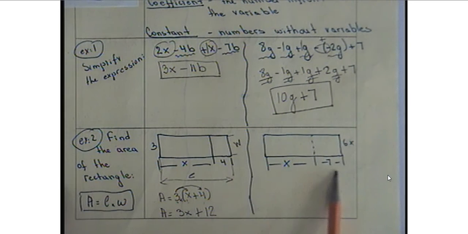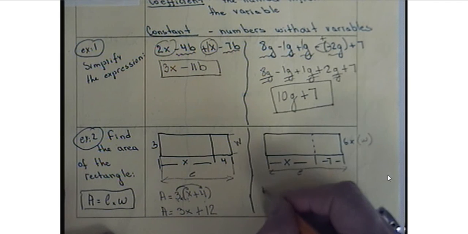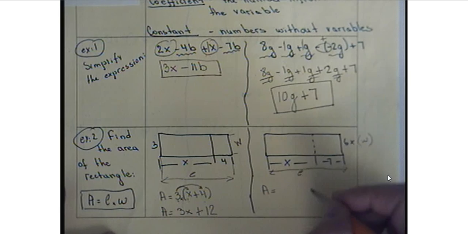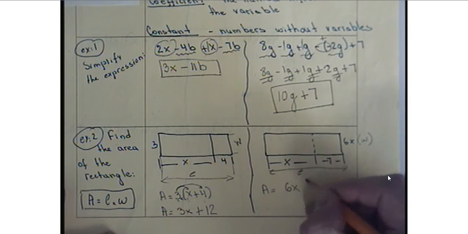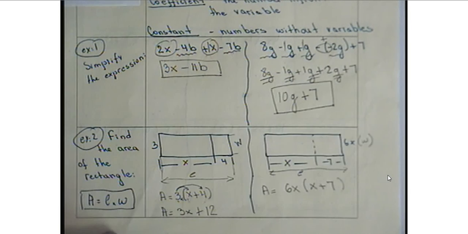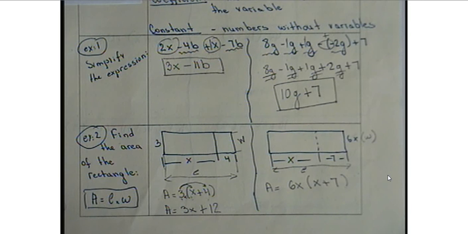Very similar example to the first one. So again, we have the length here, and this will be the width of the shape. So the area is equal to, the width is 6x, and then times, inside the parentheses now, we're going to put x plus 7. That will be the simplification form.